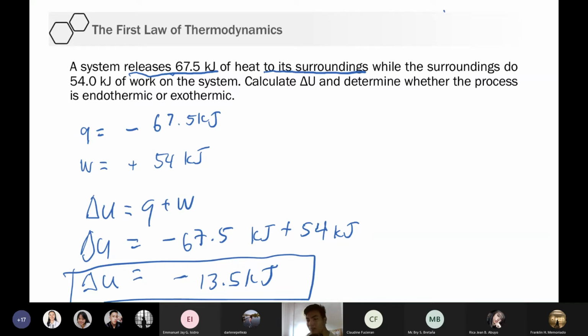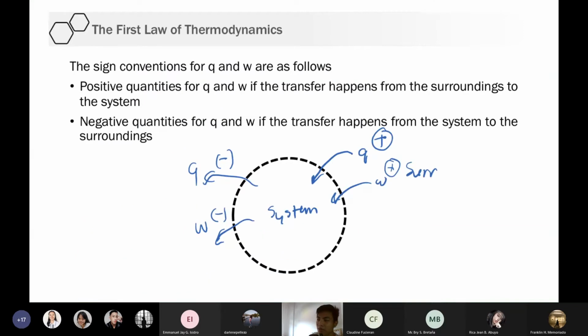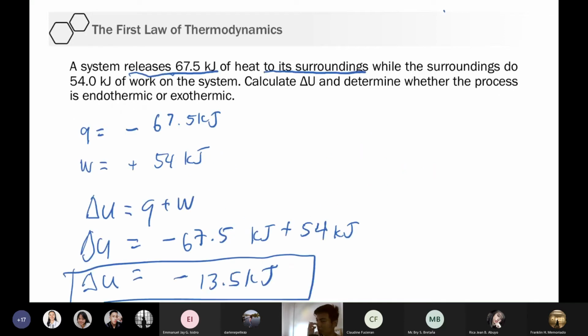Malalaman mo naman kung positive o negative depending on saan galing yung energy or sino yung gumawa ng energy. So, take note of this, important. Pag galing sa labas yung energy, papasok sa system, positive yon. Pag yung system yung gumawa ng energy transfer, negative yon. From system to surrounding, negative. Ganun lang. Now, ito yung problem.